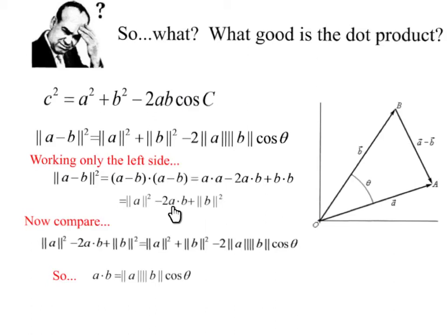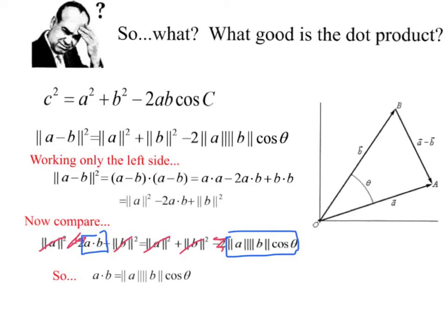Okay, so this was just the left side. I put that right here, and then I rewrote the right side as it originally appeared. Okay, well, look at what's familiar here. This is the same on either side. This is the same on either side. I've got a -2 on both sides. So what must be true is that a dot b is equal to the magnitude of a times the magnitude of b times the cosine of theta.